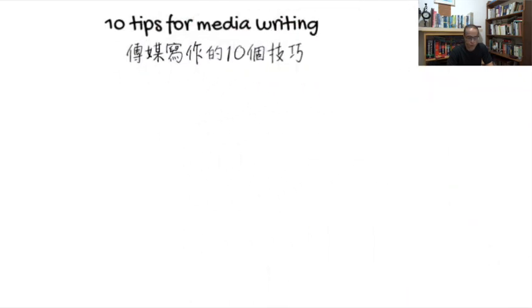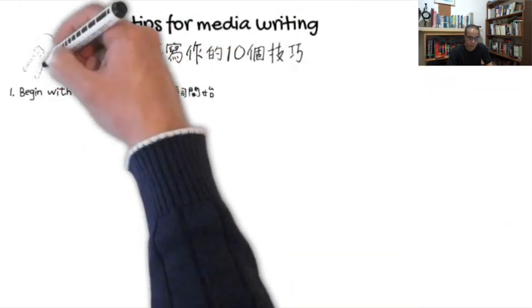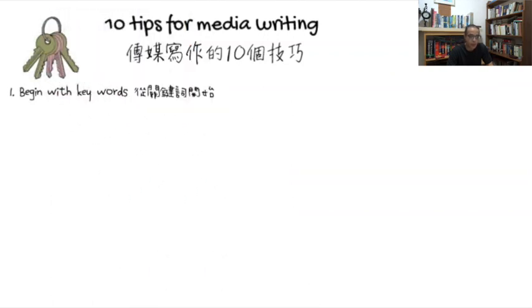The first tip is begin with the key words. Always begin with key words. Key words meaning the most important information. The most important information you want to give to the reader, want your reader and the audience to know. Always imagine that your reader doesn't have time to read the whole report. So always try to put the most important facts at the beginning. Start with the most important information. I will talk about that later when we come to discuss how to translate news. This is the first tip.